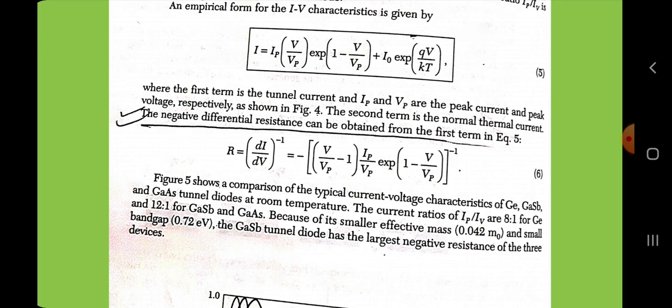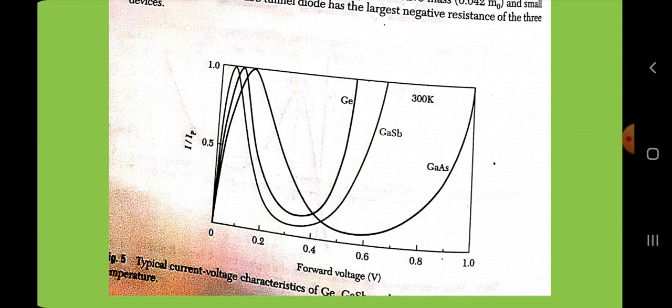This figure shows a comparison of the typical current voltage characteristics of germanium, gallium antimonide and gallium arsenide diodes at room temperature. The current ratios of Ip by Iv are 8:1 for germanium and 12:1 for gallium antimonide and gallium arsenide. Because of its smaller effective mass, that is 0.042 m0, and small band gap of 0.72 electron volt, the gallium antimonide tunnel diode has the largest negative resistance of the three devices. So this shows typical current voltage characteristics for germanium, gallium antimonide and gallium arsenide tunnel diodes at room temperature.